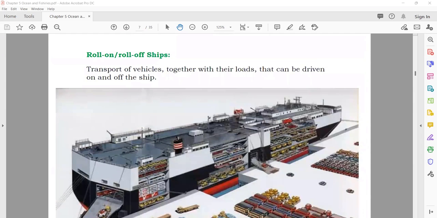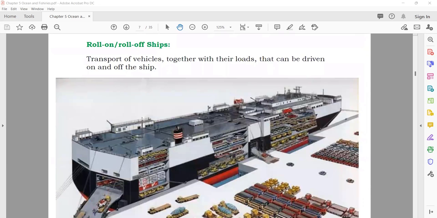After that, you have roll on, roll off ships. Roll on, roll off, from the name, transport vehicles together with their load. So here, the whole truck, for example, you can see there is a truck. Trucks also have the load on them. So with the load, they come inside this ship. Not only empty, empty also, with the load also. So they can come and they are moving them from one place to another.